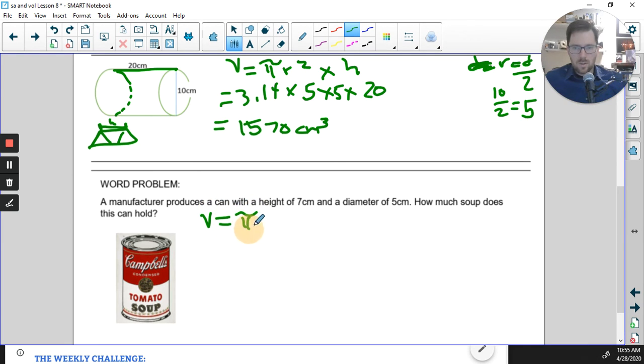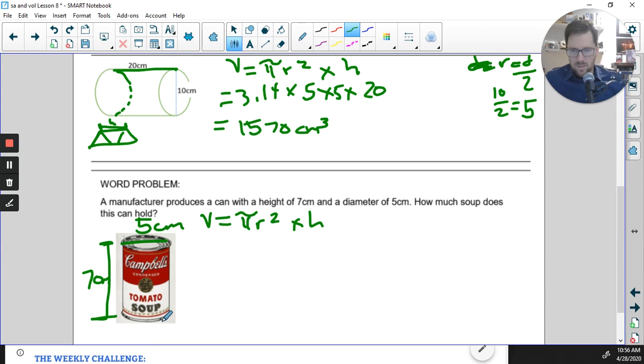Volume equals pi r squared times h. Let's just put that in there so we're ready to go. A manufacturer produces a can with a height of 7 centimeters and a diameter all the way across of 5 centimeters. How much soup can this can hold?